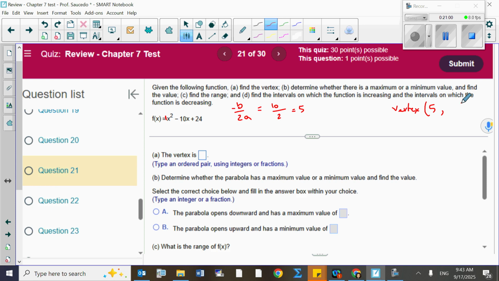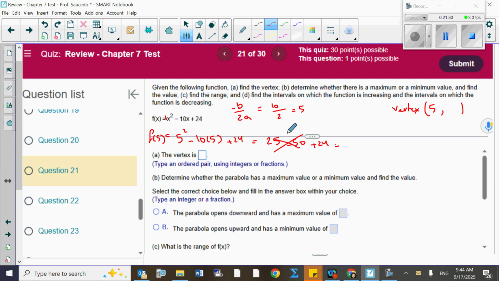Now I need to find the y value of the vertex. How do I find that? Just plug in this 5 into the equation. So you need to find what is f of 5. So it's going to be 5 squared. Wherever you see x, plug in with 5. Negative 10 times 5 plus 24. So this is 25 minus 50 plus 24. So this will be negative 25 plus 24 is negative 1. So the y of the vertex is at negative 1.